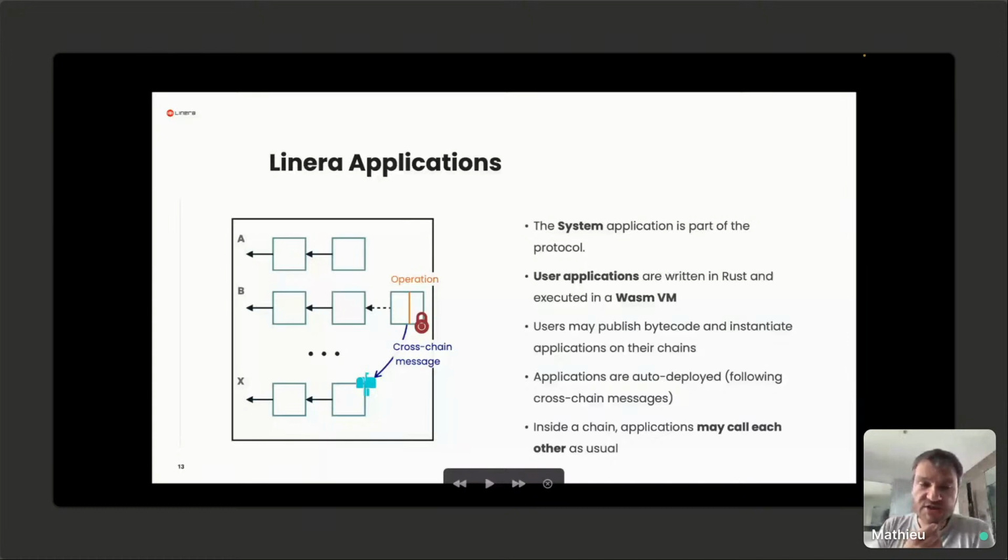Also, another thing is that cross-chain messages, as I said, have the sender and the receiver side running the same code, the same application. But when you want to compose applications, you can do that inside a chain arbitrarily, in the same way as Ethereum is composing smart contracts. You can compose different applications. They can call each other using function calls, as usual in most blockchain systems. And the calls are not asynchronous. The calls are blocking.